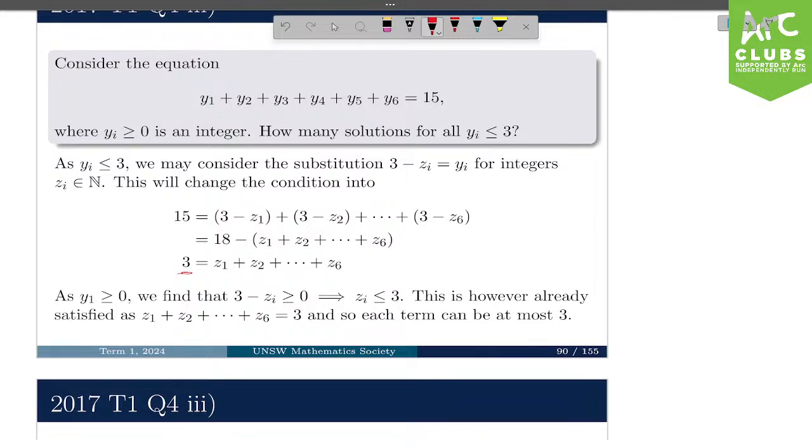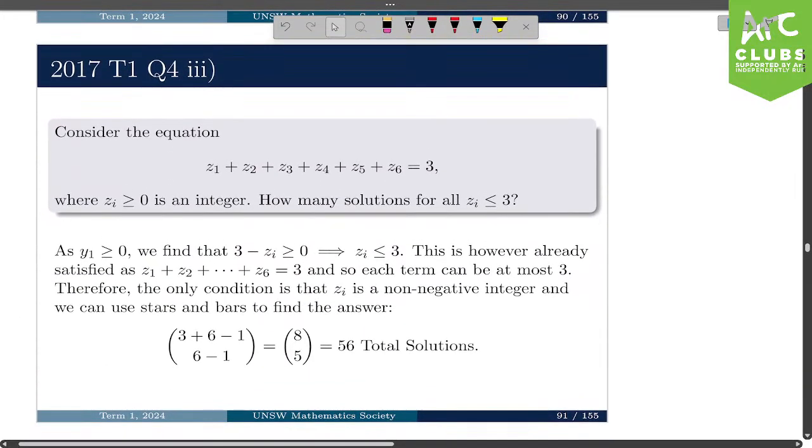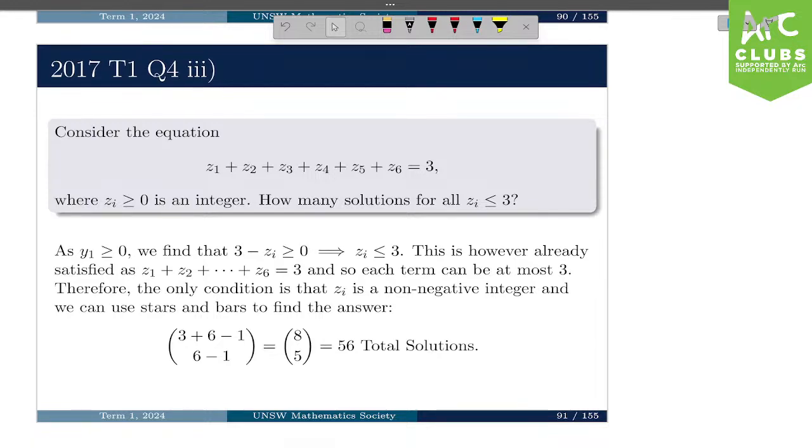So effectively we're only working with one condition, and that one condition is that your zi's are non-negative. So we already know the formula for this, right? The zi's are non-negative, and then they sum to some number. So this is stars and bars. In this case, our n is equal to 3, and our r is equal to 6. So with n equals 3, r equals 6, we get the answer 3 plus 6 minus 1, choose 6 minus 1, which is 8 choose 5, which is 56 total solutions.